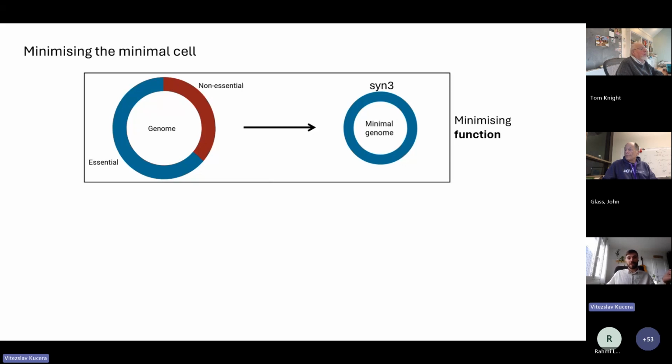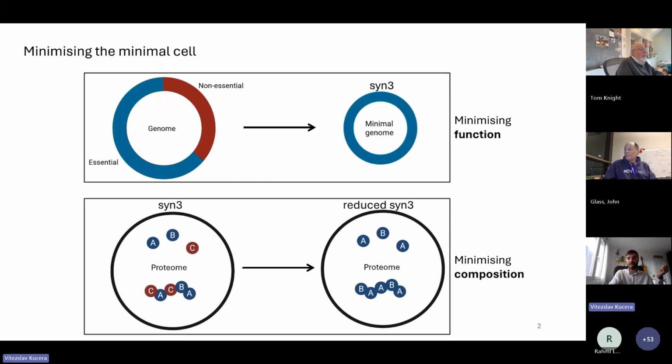But what we are interested in in the lab is a minimization of a different kind, which is minimization of composition of the cell, and specifically the minimization of the proteome, so the proteins and their actual composition, and specifically minimization of amino acids. So it's similar to the minimization in function, where we have these 20 canonical amino acids that all living cells do share.